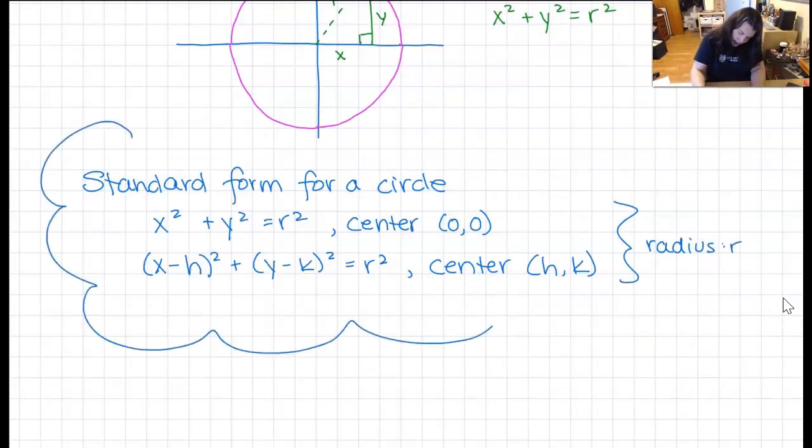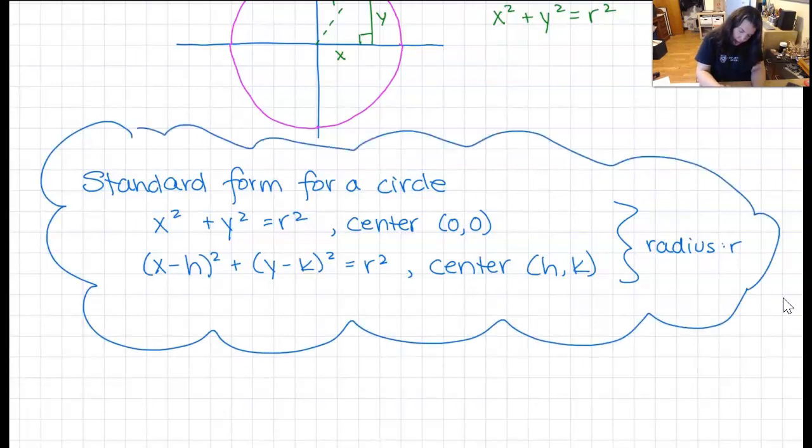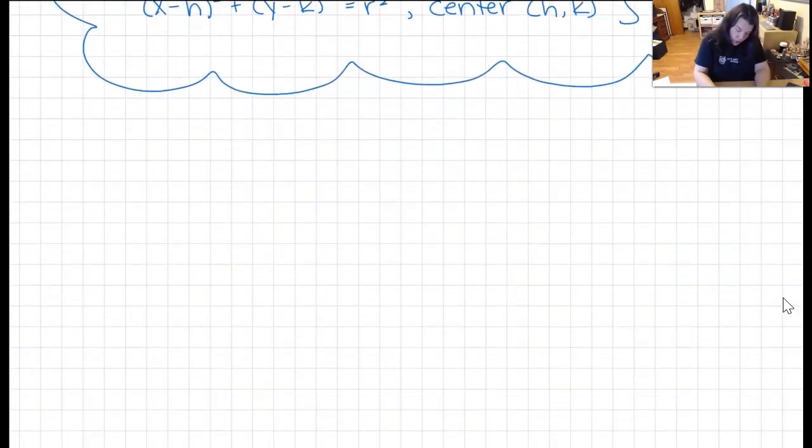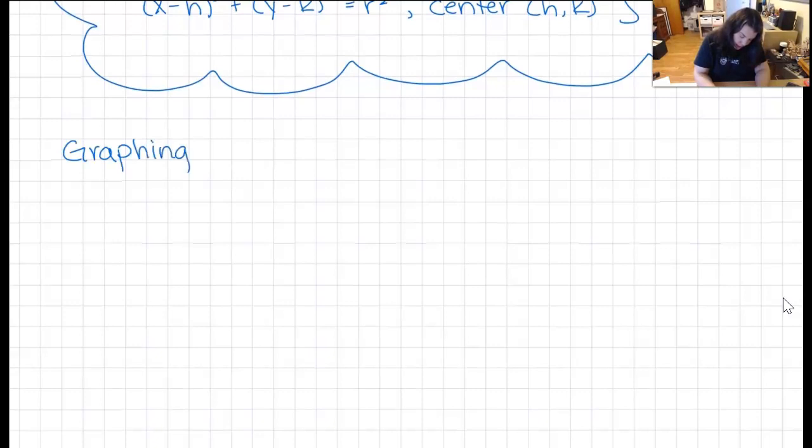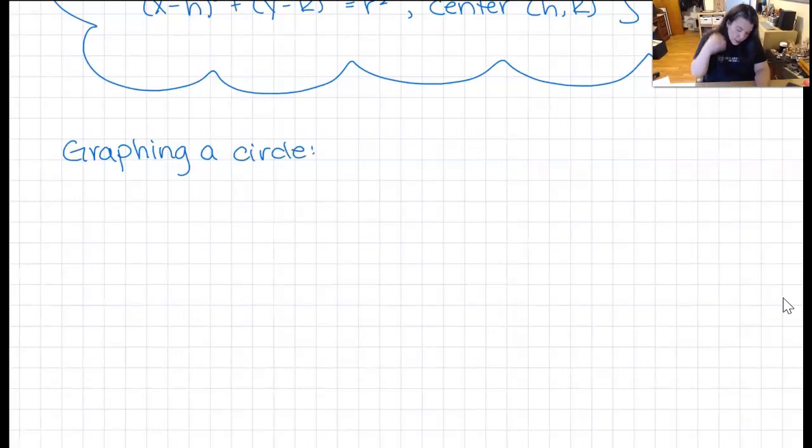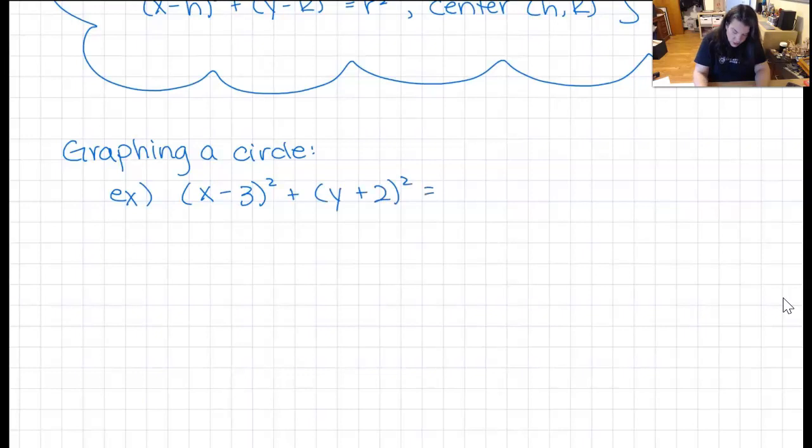All right, so let's just take a look at graphing really quickly. It's not going to be that hard, and then we'll move on to the more exciting stuff. So graphing a circle. What if I had a circle that was, let's say, x minus 3 squared plus y plus 2 squared equals 9.